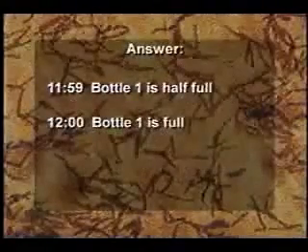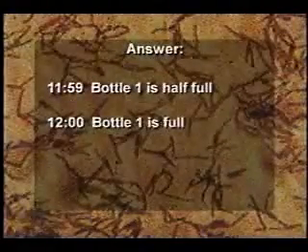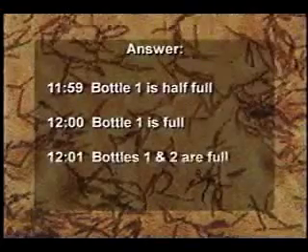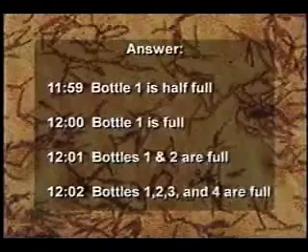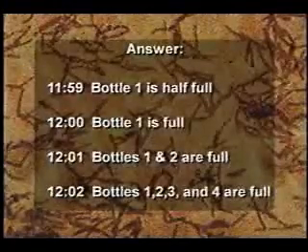Well, let's look at the score. At 12 noon, 1 bottle's filled, there are 3 to go. 12:01, 2 bottles are filled, there are 2 to go. And at 12:02, all 4 are filled, and that's the end of the line.